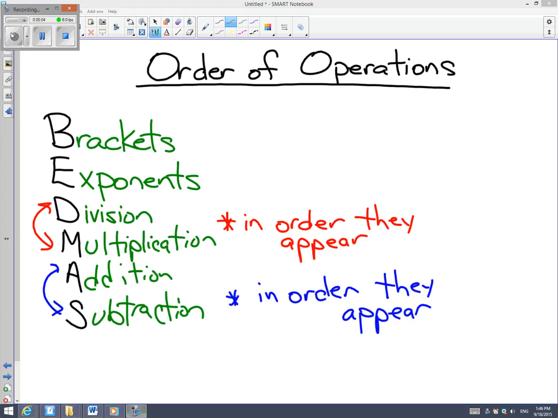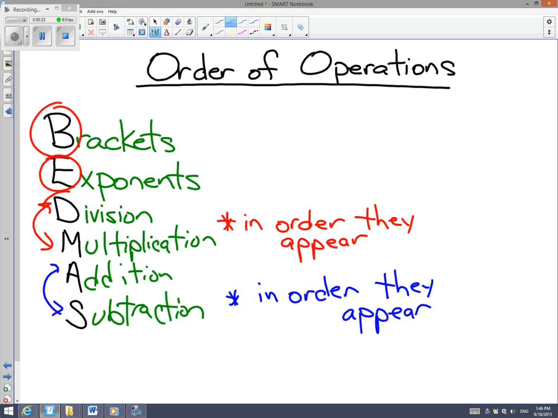This is just a review of what we were talking about before, and it's order of operations today. Some of you remember doing it last year, and some of you don't remember it as much. Anyhow, order of operations, there's an acronym for it, and the acronym is BEDMAS. B-E-D-M-A-S. B stands for brackets, E for exponents, D for division, M for multiplication, A for addition, and S for subtraction.